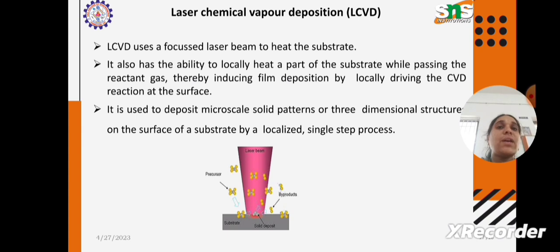Laser chemical vapor deposition uses a focused laser beam to heat the substrate. It has the ability to locally heat a part of the substrate while passing the reactant gas, thereby inducing film deposition by locally driving the CVD reaction at the surface. It is used to deposit micro-scale solid patterns and three-dimensional structures on the surface of the substrate by a localized single-step process.